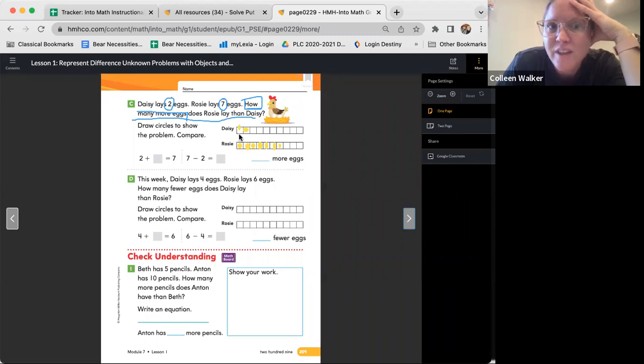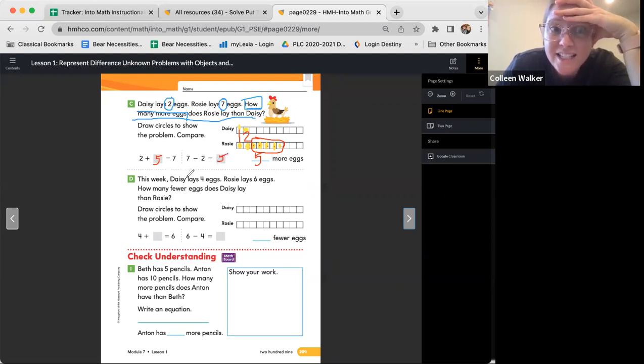Let's do it. Ready? They both have 1. They both have 2. Oh no, Daisy doesn't have any more. Let's circle how many more Rosie has. How many more did we circle? Let's count. 1, 2, 3, 4, 5. So we know that Rosie has 5 more eggs. We also know that those are our missing numbers in these equations because 2 plus 5 equals 7 and 7 minus 2 equals 5. Awesome.